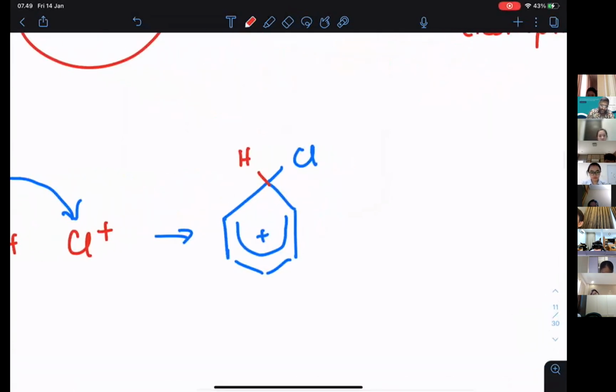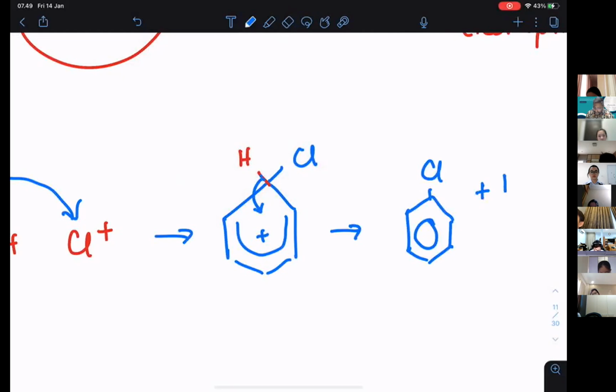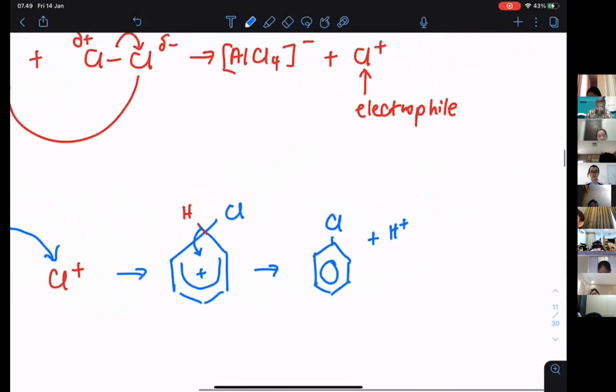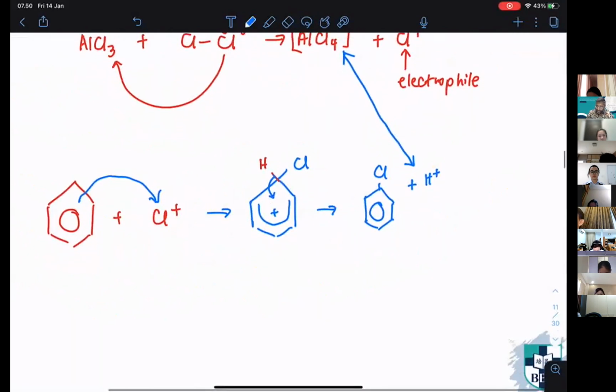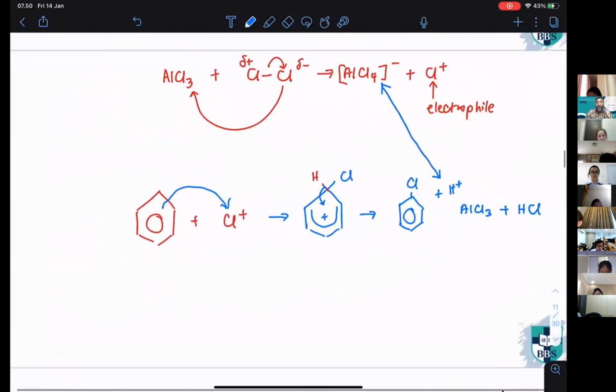The two electrons have to come back. With the positive charge, the benzene ring is not stable, and it wants to be stable. So they bring the two electrons back into the benzene ring. You are going to have chlorobenzene, and the H plus will be given off. And remember, just now we had this halogen carrier forming AlCl4 minus. So it gives you AlCl3 back and then HCl. This is the mechanism of the reaction.